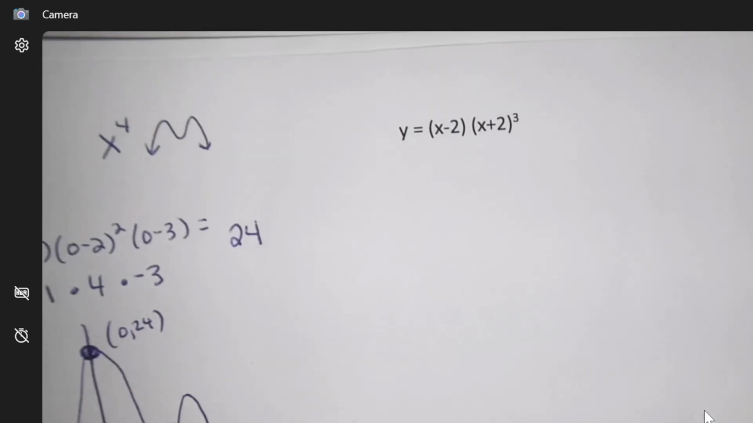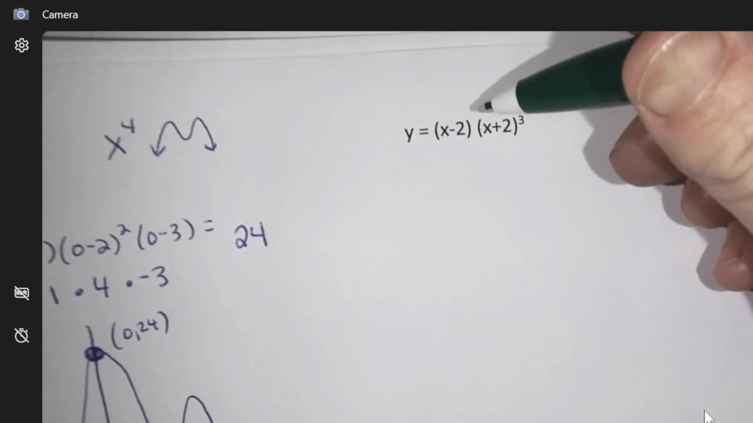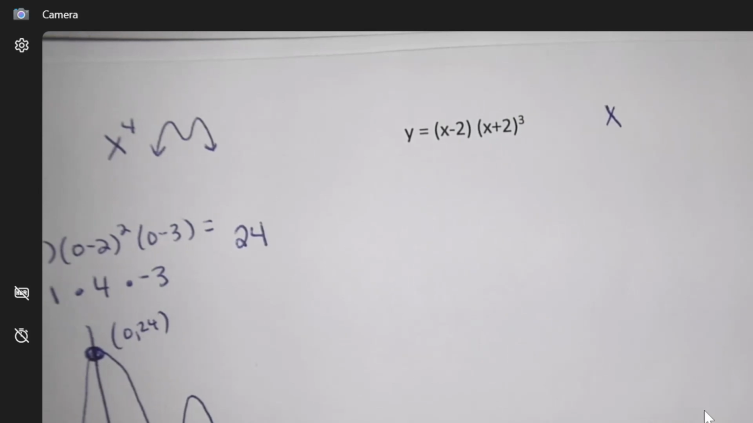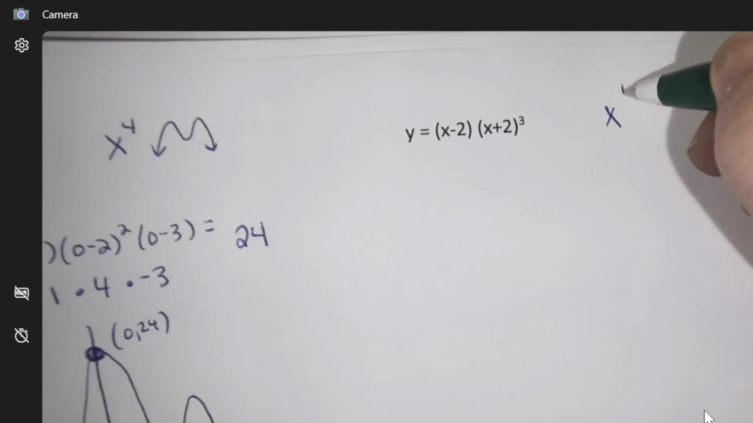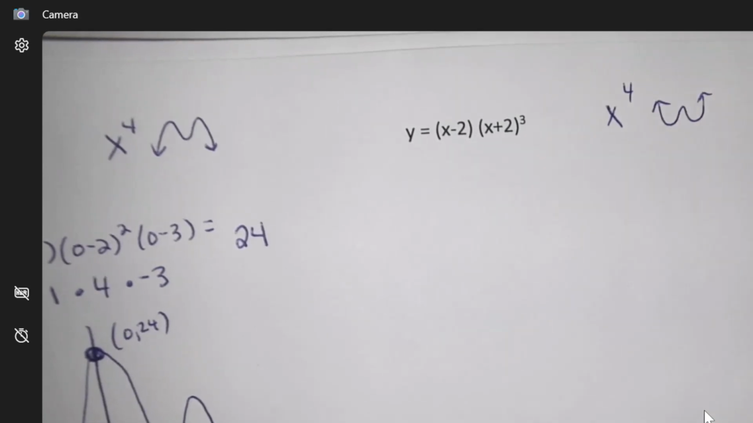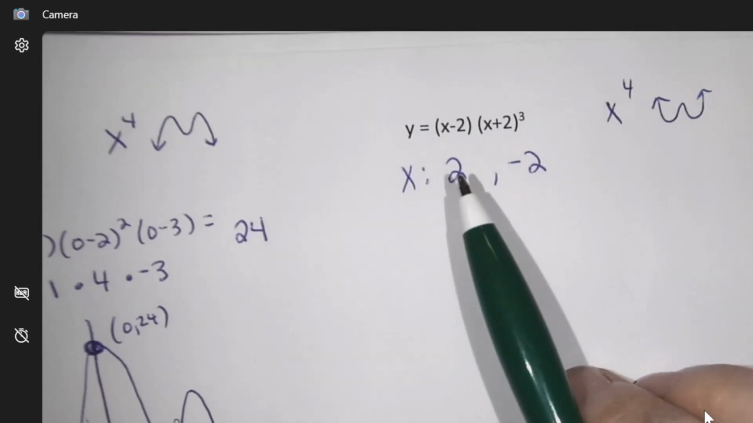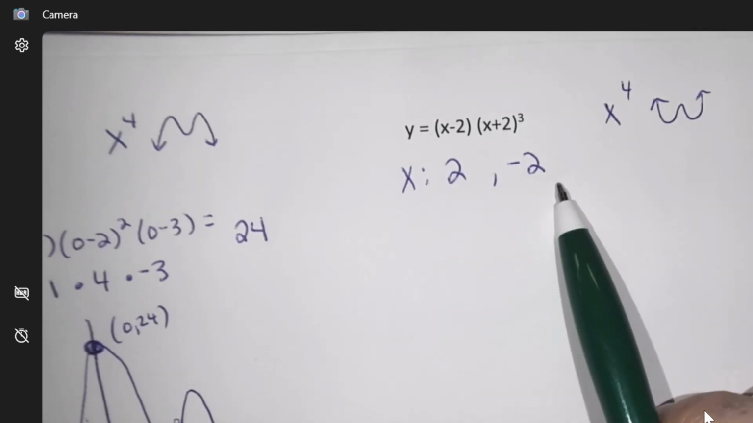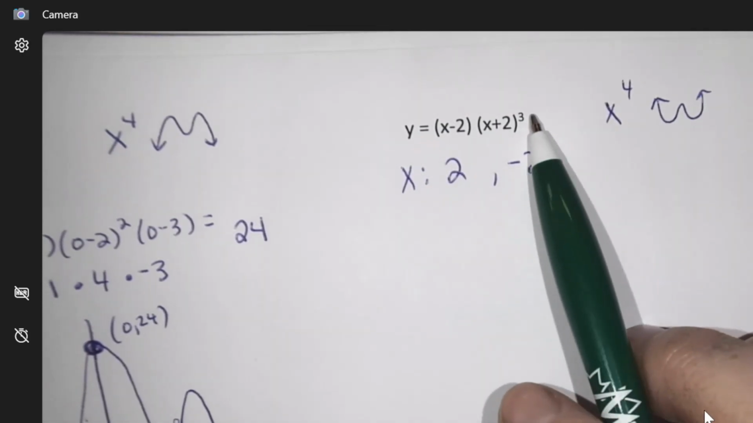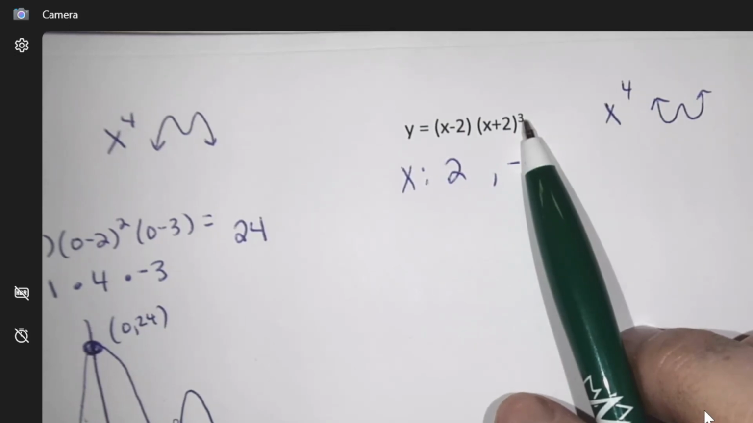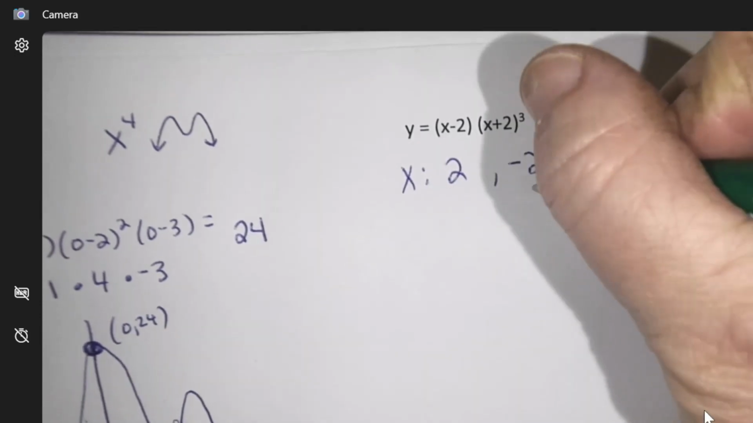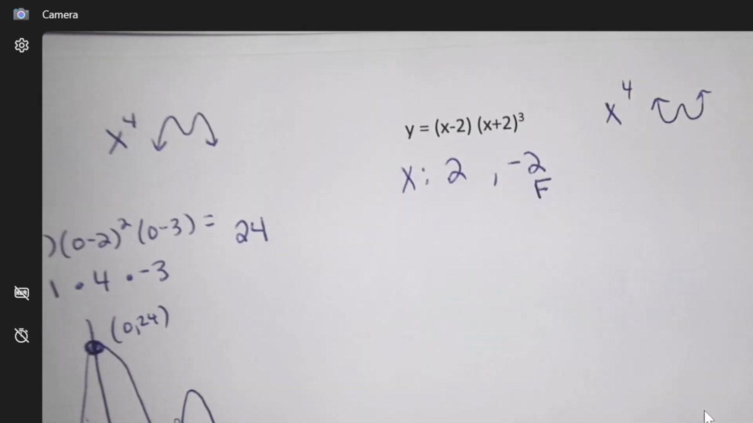Okay, last graph. How many x's do you have after this is all multiplied together? 4. It's going to be a w because it's positive. So the x-intercepts are at 2 and -2, but this one is a triple. So what do we do special at a triple? We have to do a flatten.